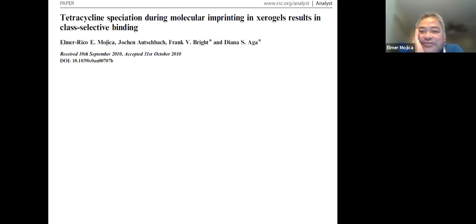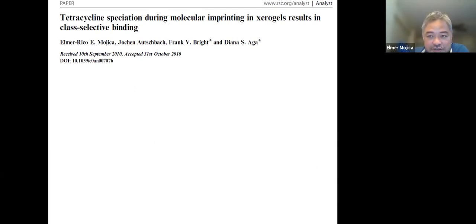And then I also used absorbance. I'm trying to develop materials that are used for solid phase extraction of tetracycline. What we found out is that tetracycline, which is usually affected by the environment, is not really what is being imprinted in our sol-gels. So I tried to monitor them.